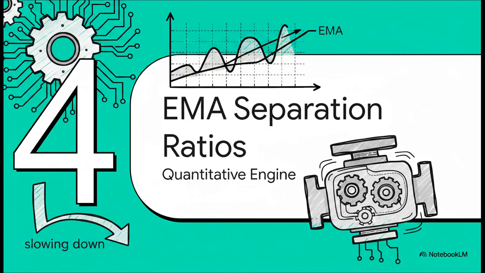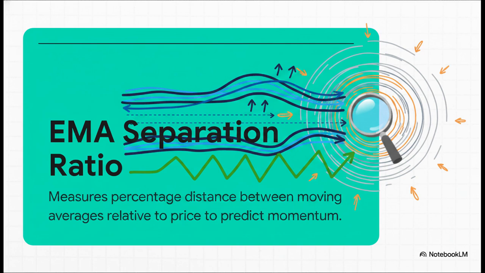All right, part 4, EMA separation ratios. Let's slow down for a second and look under the hood at the hidden mathematical engine driving this entire system. You see, in quant trading and machine learning, you don't just sit around waiting to see if lines have crossed. You measure the actual mathematical distance between them.